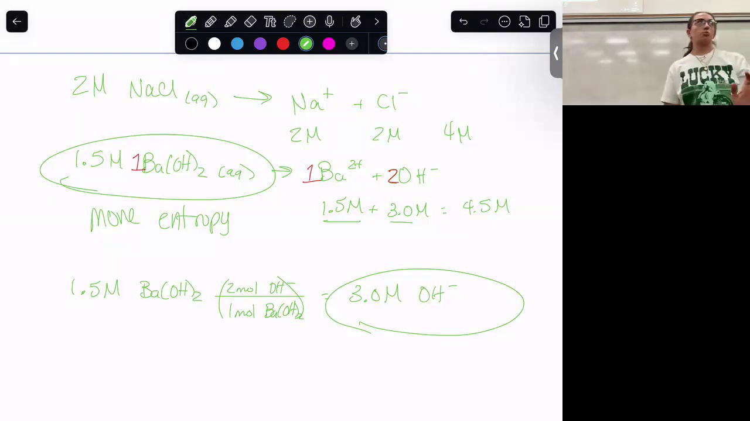Any questions on entropy and how we determine differences in entropy? If you have 2 things that are equal molarity and one is heavier than the other, which one would have more entropy, the light thing or the heavier thing? Why do you say the light?